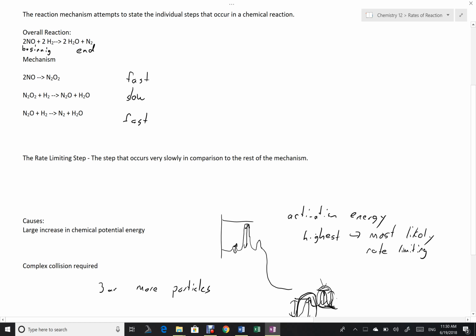So here we can see this one has 2 and this one has 2, so based on what I've said, this one must have a higher activation energy, and that's what's slowing it down.